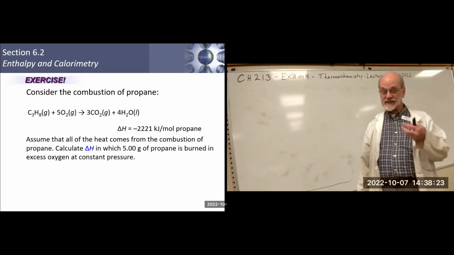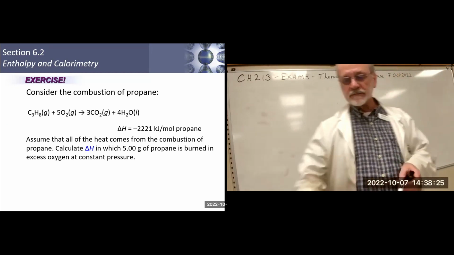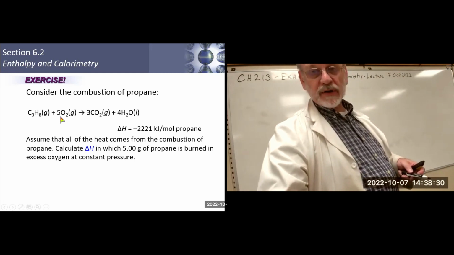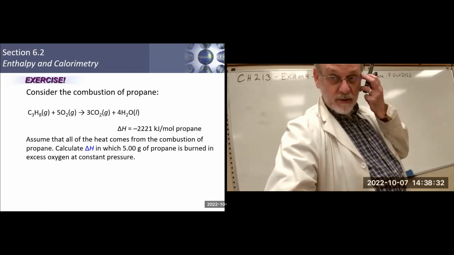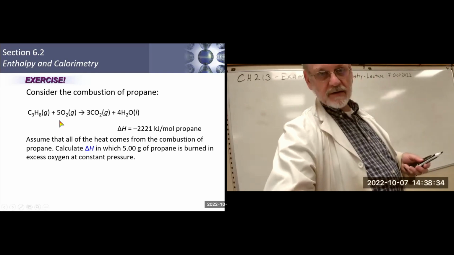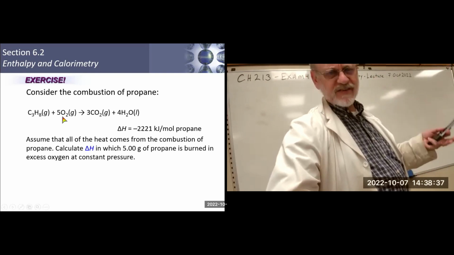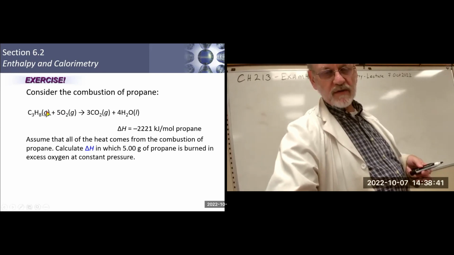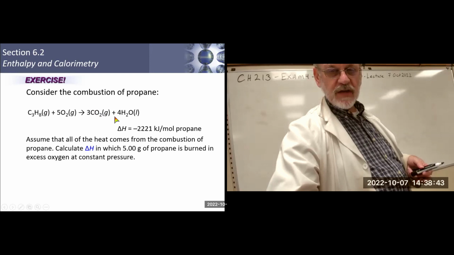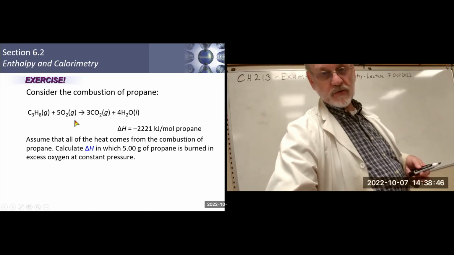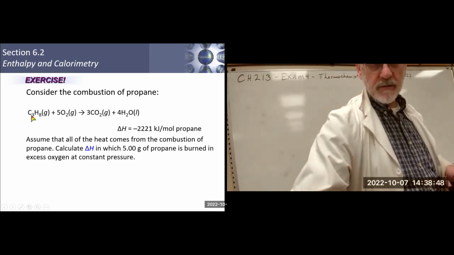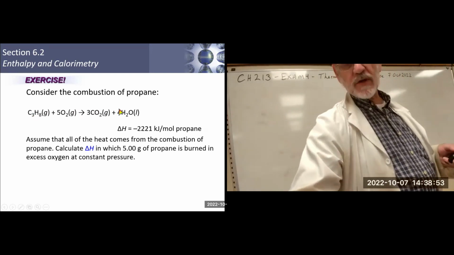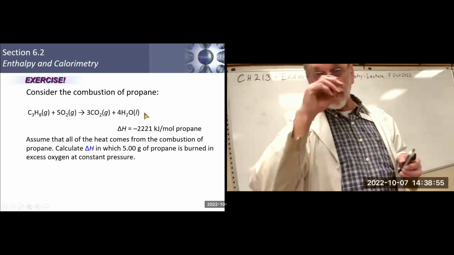Well, in this example, we've got propane right here, and we're going to burn it in the atmosphere, so it's going to combine with oxygen, and that oxygen is plentiful, it's excess. So we're going to consume all of the propane that we're given, and it produces carbon dioxide and water with this stoichiometry. 1 mole of propane with 5 moles of oxygen will produce 3 moles of carbon dioxide and 4 moles of water.